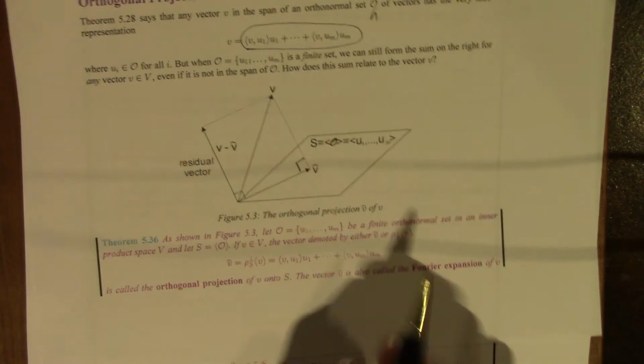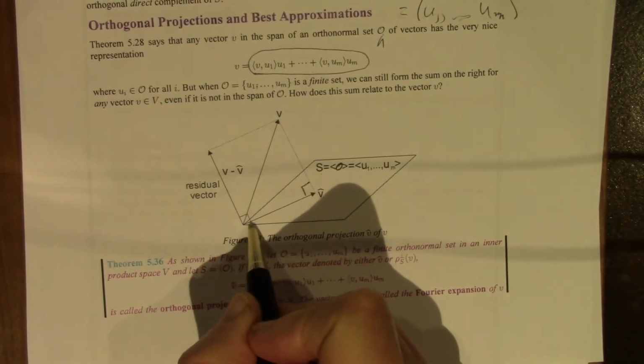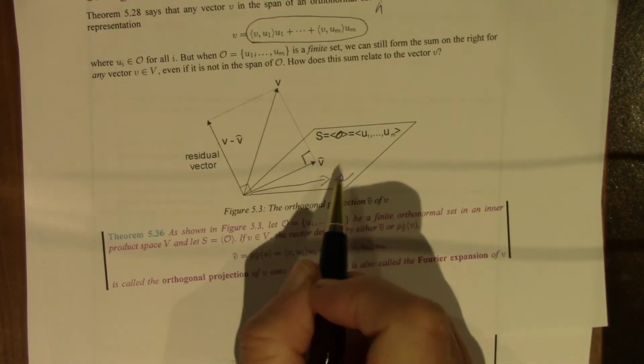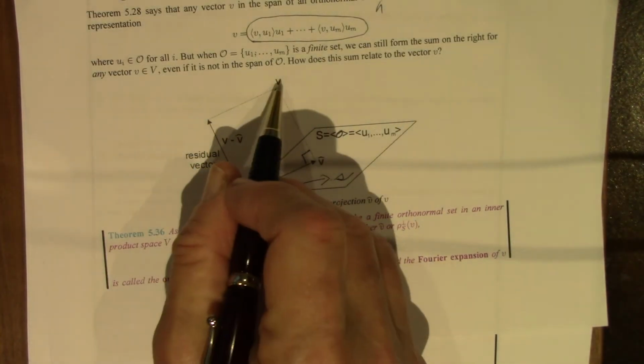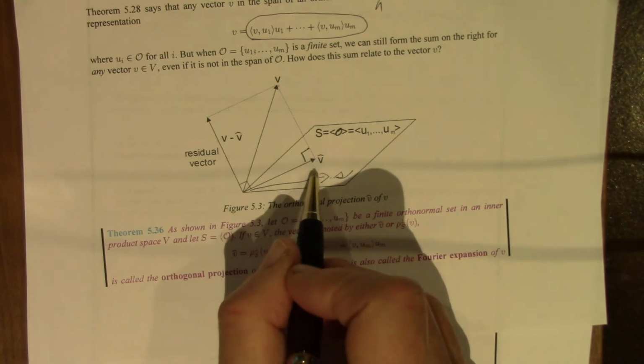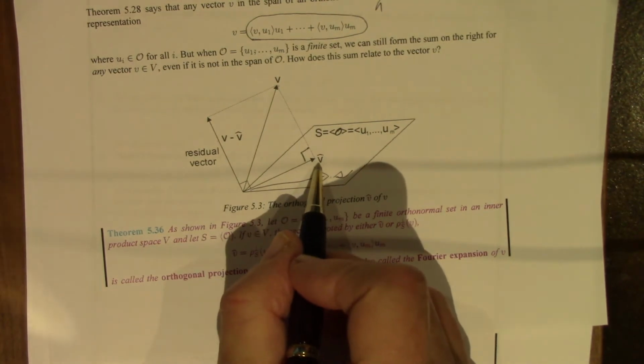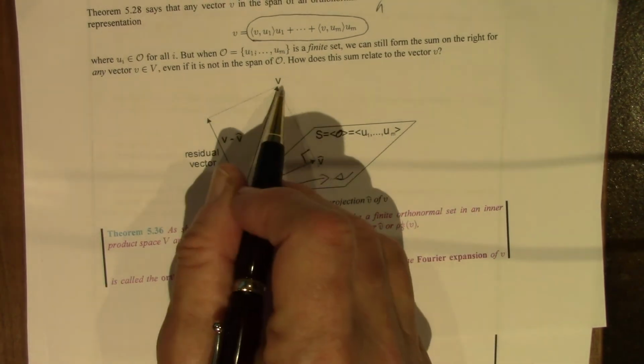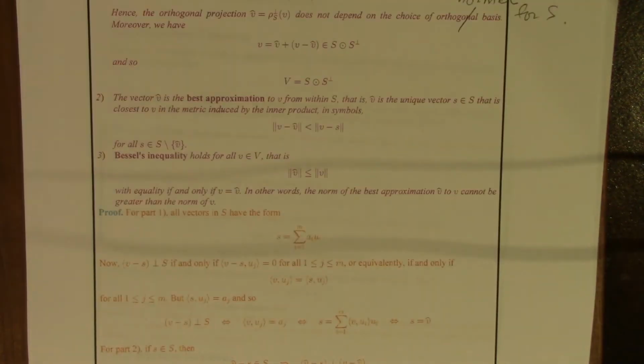So in the picture, here's another vector, little s. This vector is farther away from V than V hat is. V hat is the closest vector in S to V. Best approximation.